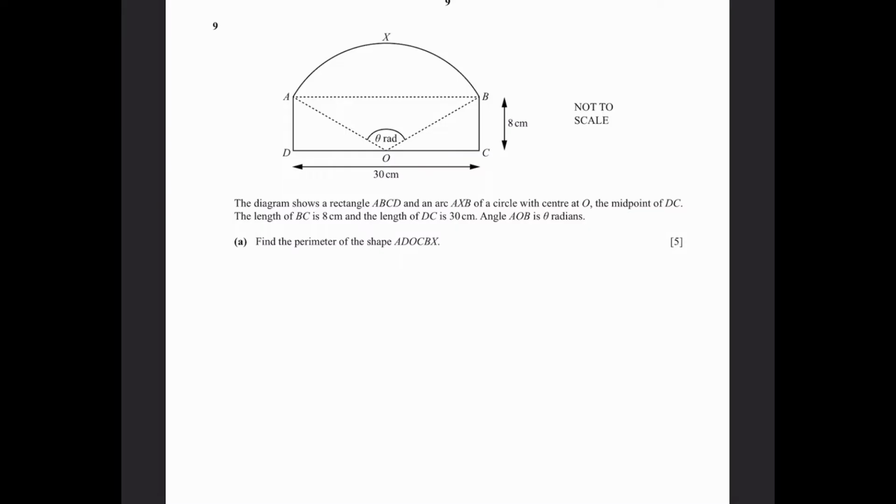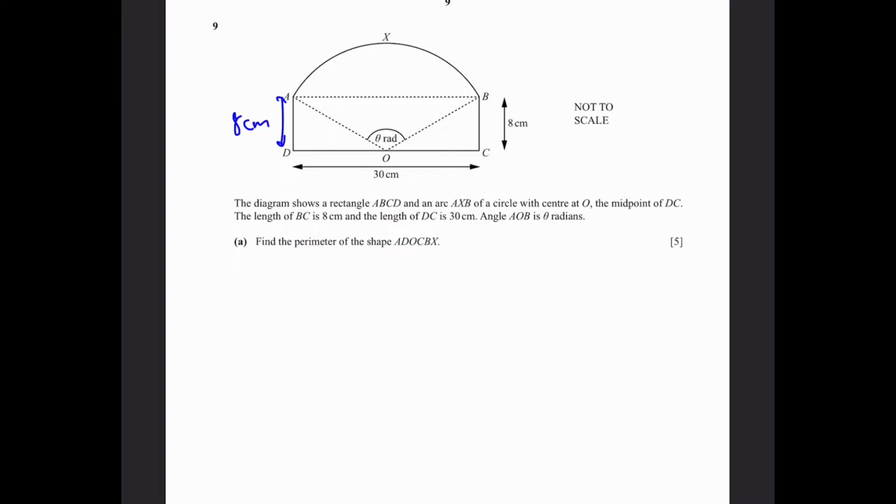Well, the perimeter of the shape is going to be this plus this plus this plus this arc here. So we know three of the sides already. This is 8 centimeters and we have 30 centimeters, 8 centimeters. So the only challenge will be finding this arc length. Well, what is the arc length formula? That's theta times r, where r is the radius of the circle and theta is the angle in radians.